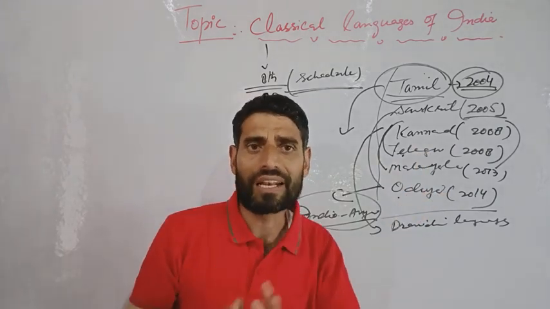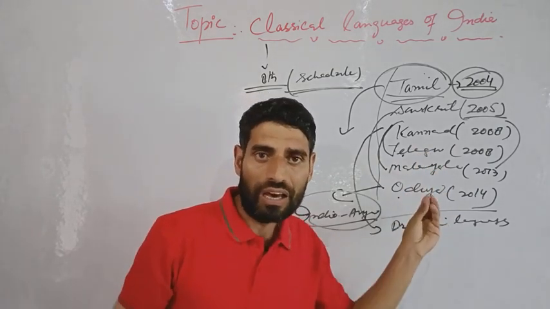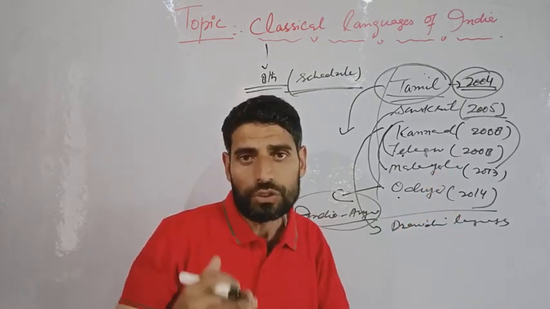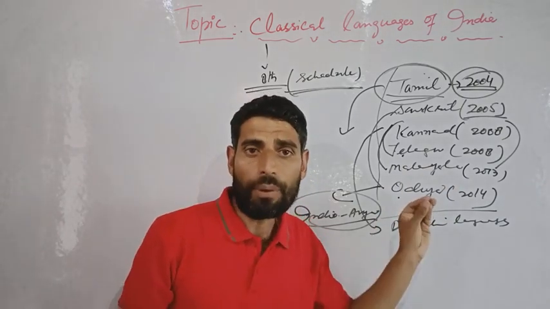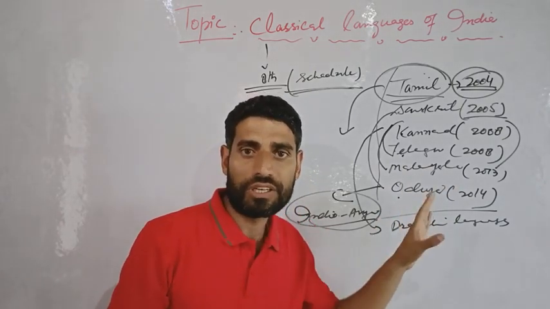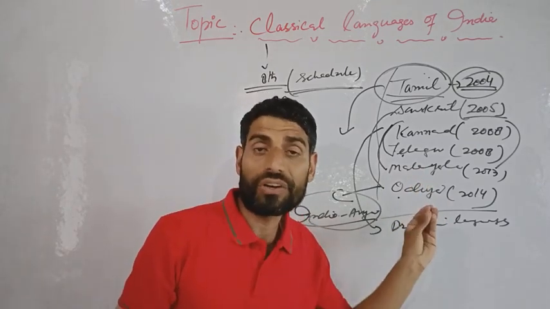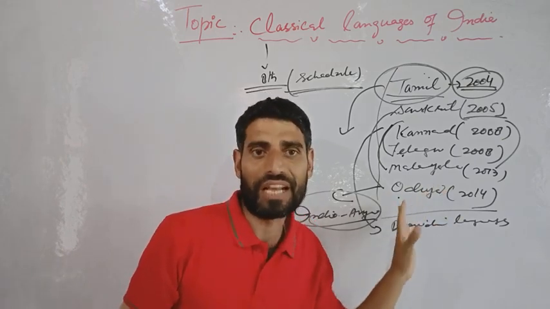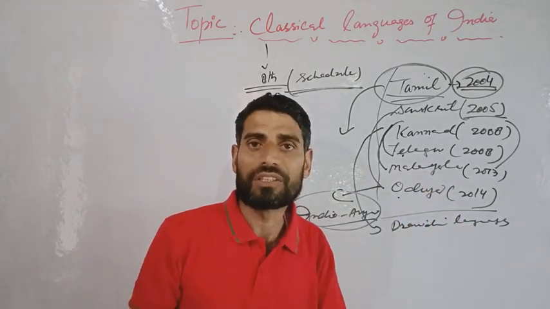Guidelines for declaring a language classical are, first, high antiquity of its early texts, with recorded history over a period of 1500 to 2000 years. Second, a body of ancient literature texts which is considered a valuable heritage by generations of speakers. And third, the literary tradition must be original and not borrowed from another speech community.